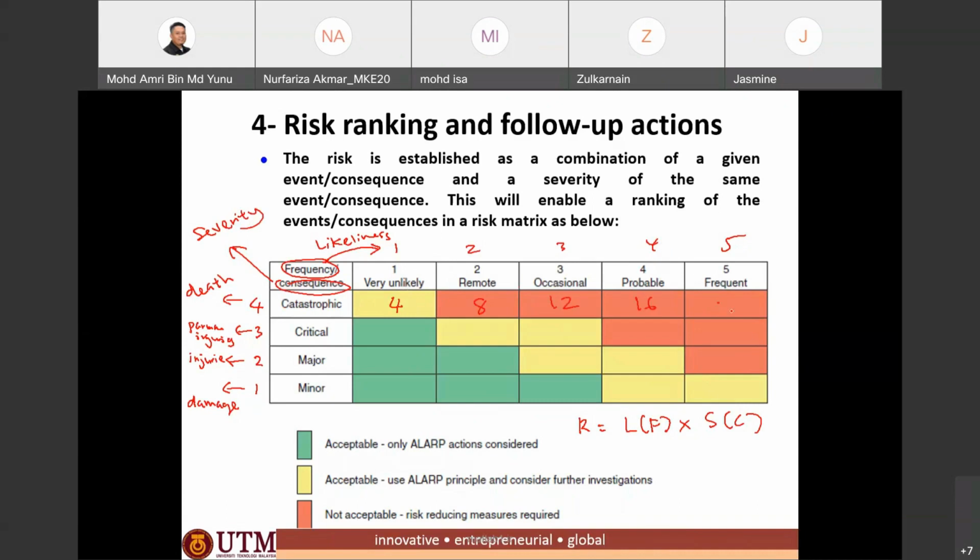4 times 4, 16. This is 20. 4 times 3, 12, 5 times 3, this is 15. This is 10. This is 1 times 3, 3. 1 times 2, 2, 1. 2 times 3, 6. 3 times 3, 9. 2 times 2, 4. 3 times 2, 6. 4 times 2, 8. Okay.